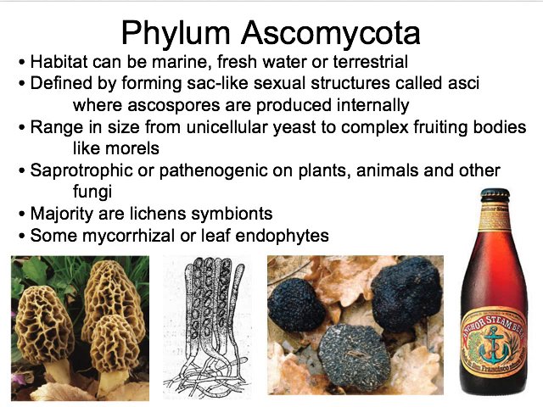A majority of lichens are symbionts with members of the Ascomycota. Recall that a lichen is a symbiosis between a fungus and an algae, or a fungus and a cyanobacterium. Some Ascomycota members have mycorrhizal relationships, or some other ones are leaf endophytes.